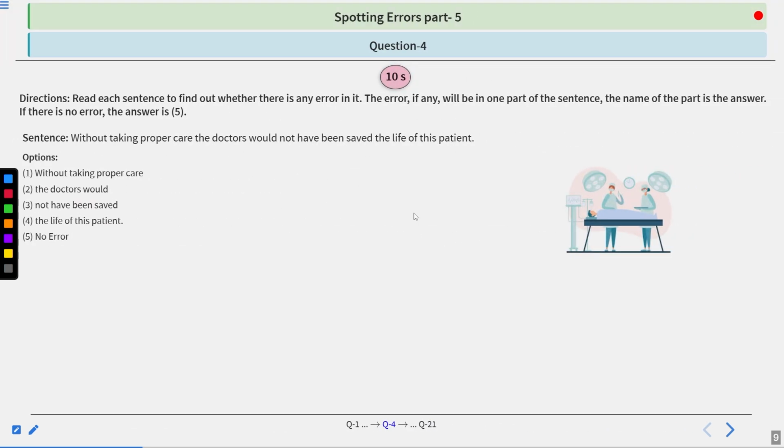The next sentence is, without taking proper care, the doctors would not have been saved the life of this patient. Options are given below. You have to spot the error.